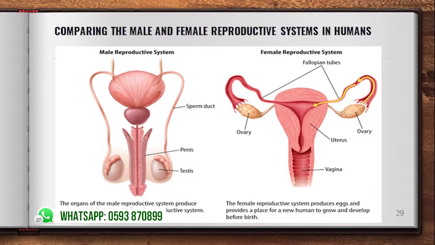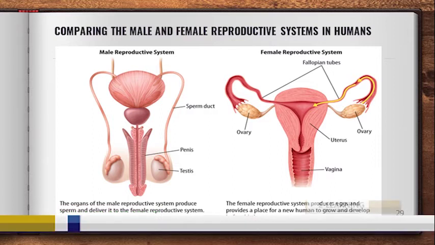The male reproductive system, we have penis. The female reproductive system, we have vagina. Now, as you can see, it is only in the female reproductive system of humans that we have uterus. Uterus is absent in the male reproductive system of humans.